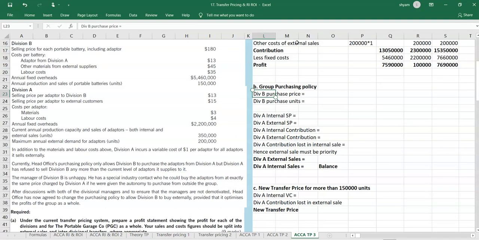So let's see what they are currently doing. Let's start from the division B angle. Division B says that they could easily buy the units from outside at the same price. So they say that they can buy at $13 easily from outside, and they also say they can buy all the units. That's what they have put.